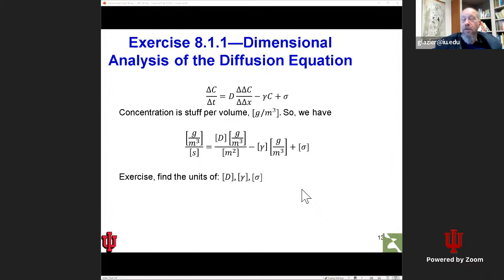So we have to remember the context in which we're using our square brackets. And on the right-hand side, we have D, the diffusion constant, times G over M cubed for concentration, divided by distance squared for the derivative, minus gamma times the concentration, plus the secretion rate. And so you now have a little exercise. I've talked a lot. So your exercise, and I'll give you a few minutes to do it, is find the units.